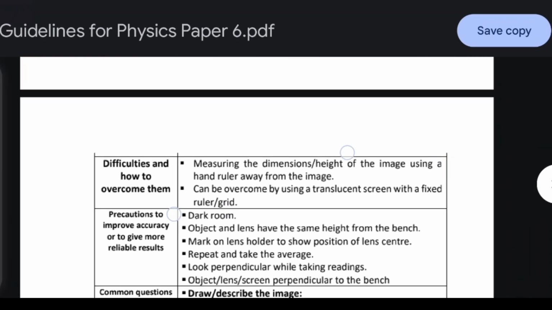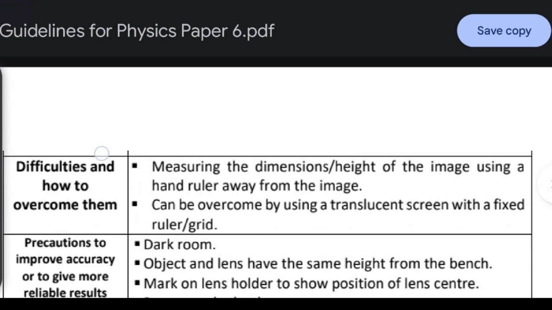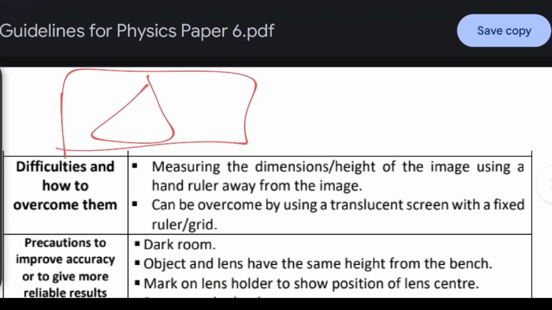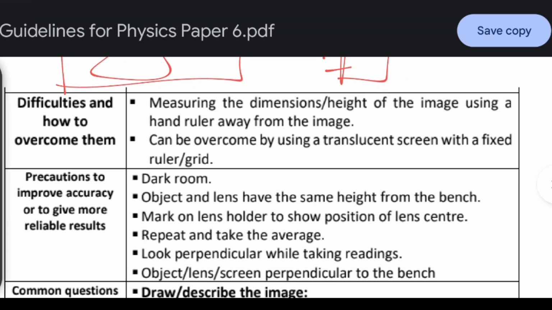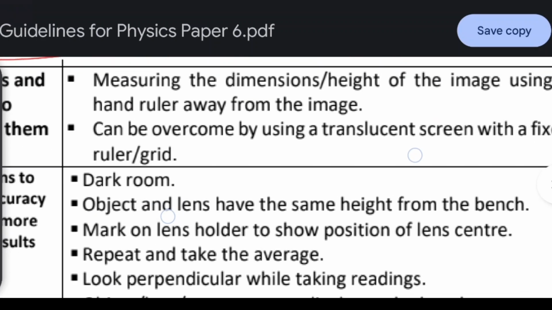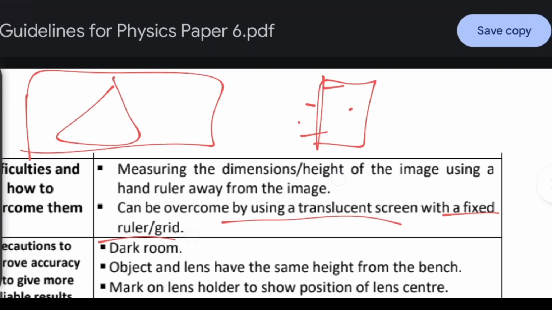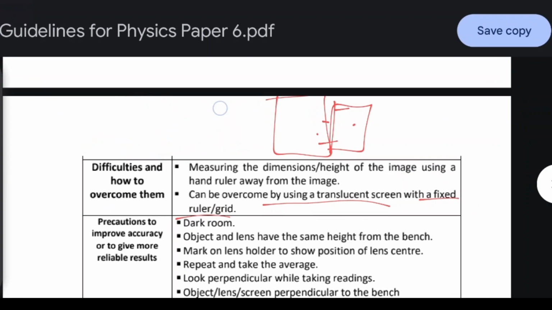Now, next, magnification. What are the difficulties and how to overcome them? This is also again very commonly asked. This was a question, I think, 2024, May-June. Measuring the height of the image using a hand ruler away from the image is difficult. If you keep the ruler away from this image, it's difficult to measure it, right? This problem can be overcome by using a translucent screen that is fixed with the ruler. If you fix the translucent screen with the ruler, it's going to be easier.